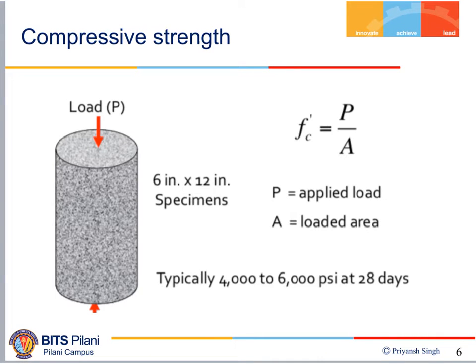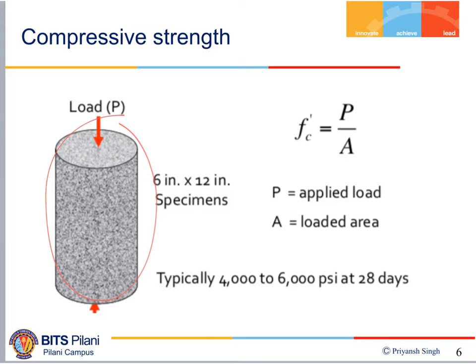Compressive strength test is performed using a 6 by 12 inches diameter cylinder after 28 days of curing. The test sample is shown here in this figure. So after the curing process, you will take this cylindrical specimen and you will load it. The maximum load taken by this specimen divided by the area will give you the compressive strength of the sample. Typically, the compressive strength of the concrete ranges between 4,000 to 6,000 psi after 28 days of curing.